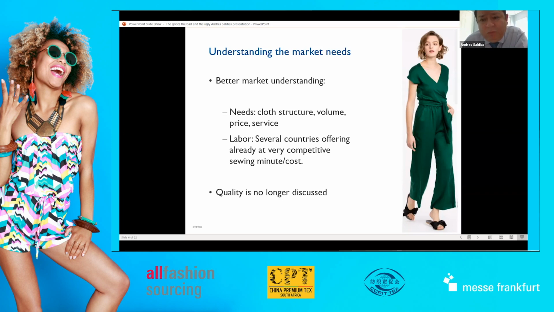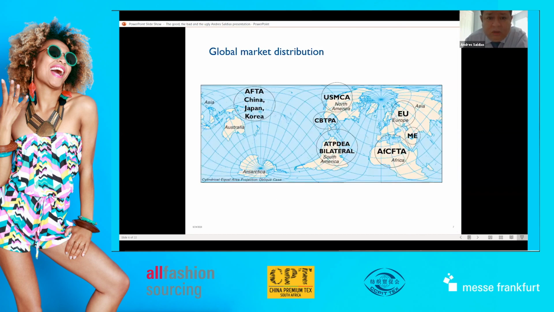The turning point to be different is to learn how to supply the cloth, even though you don't have the cloth in your investment. Regional value chain is the answer to that. And of course, quality is no longer discussed. You cannot go to a buyer and say, I produce good quality. It's a given. You do not discuss quality any longer.